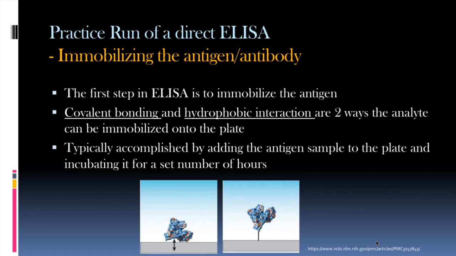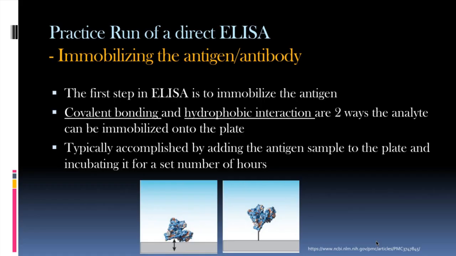So the first step in an ELISA is to immobilize the antigen or conjugate the antigen to the bottom of the well. And so the two methods that are basically used to do this are covalent bonding, which is shown on the right, where there is a covalent bond between the antigen and the well. So the plates are provided by a company, and they're usually designed in such a way that this covalent bonding is facilitated once your antigen is added.